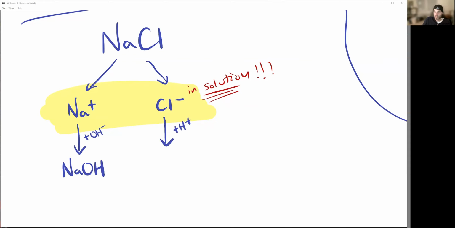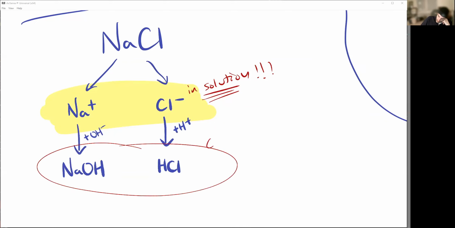So we're going to add the two parts of water, right? OH minus gets added to the cation and H plus gets added to the anion, and this becomes HCl. So now we take a look at this. These are the conjugates. NaOH, is it an acid or base? We know this is a base. Strong, weak, or negligible? NaOH is a strong base.